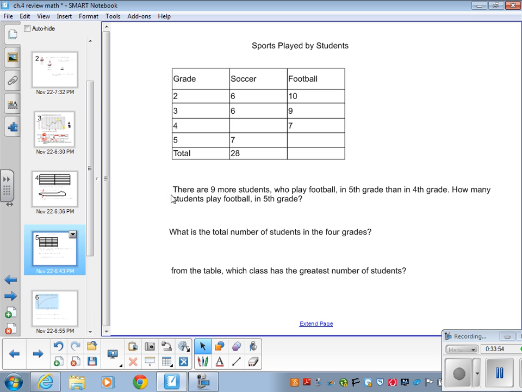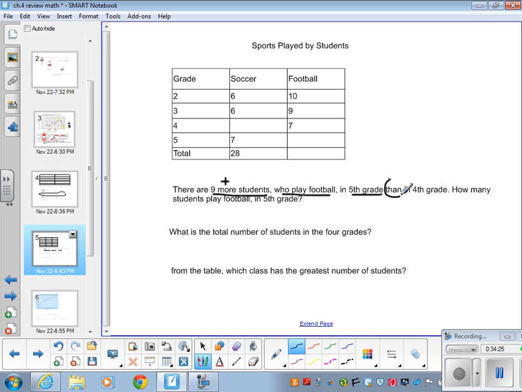Here we go. First question. There are 9 more students who play football in 5th grade than in 4th grade. How many students play football in 5th grade? I have some information that's important in order to answer it. 9 more students. More means adding. Who played football in 5th grade than 4th grade. So we're comparing the 4th and 5th grade.